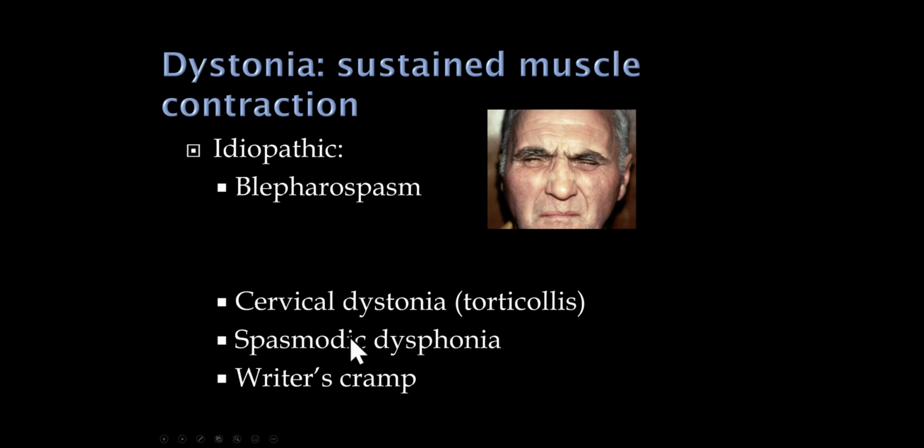So all of these idiopathic dystonias respond very well to botulinum toxin injections. For blepharospasm, we can just inject the orbicularis oculi. For cervical dystonia, we inject the neck muscles that are involved. This works really well, and patients have about 3 months of good improvement, but then they need to keep coming back because it wears off.